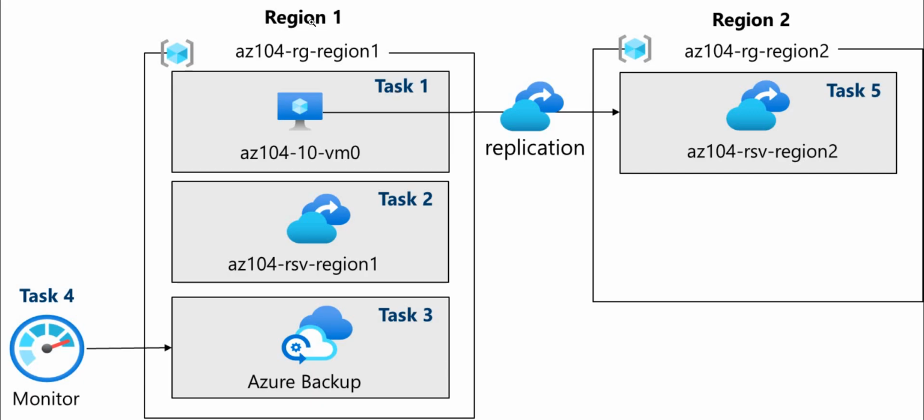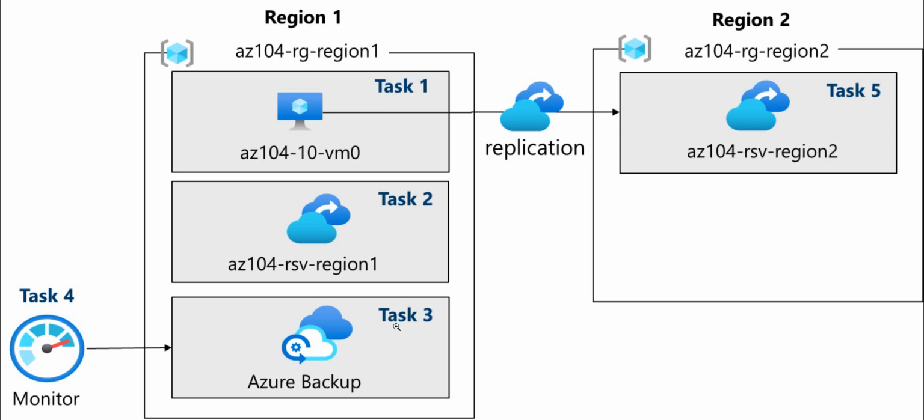We're getting started with region 1, where everything will be organized under the resource group AZ104 RG region 1. In task 1, we'll deploy a virtual machine named AZ104 VM0. This will be the machine we would back up and replicate. Next, in task 2, we will create a recovery services vault named AZ104 RSV region 1. This vault will store our backup data.